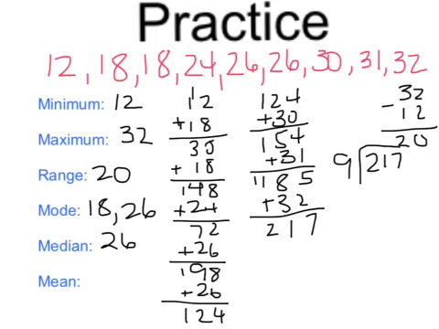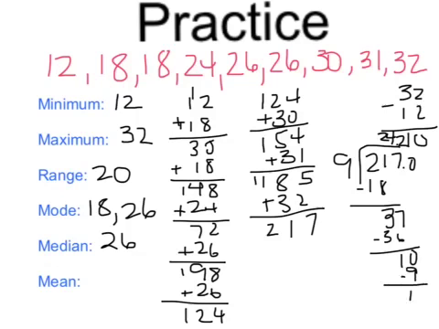9 goes into 21 2 times. 2 times 9 is 18. 21 minus 18 is 3. Bring down my 7. 9 goes into this number 4 times. 4 times 9 is 36. I'm going to be left with 1. I'm going to add a decimal and bring down a 0. 9 goes into 10 one time. 1 times 9 is 9. I'm going to be left with 1, and I'm going to be left with a repeating number, so I'm going to stop dividing there. My mean in this case is going to be 24.1.